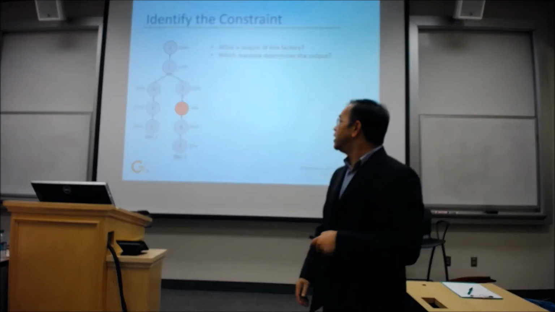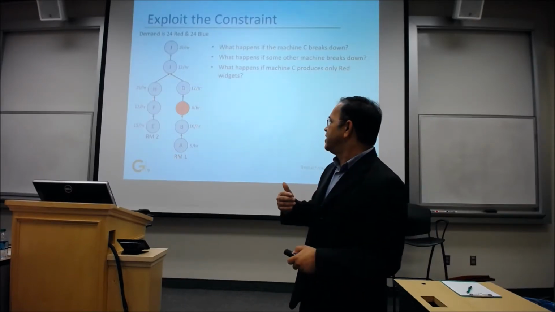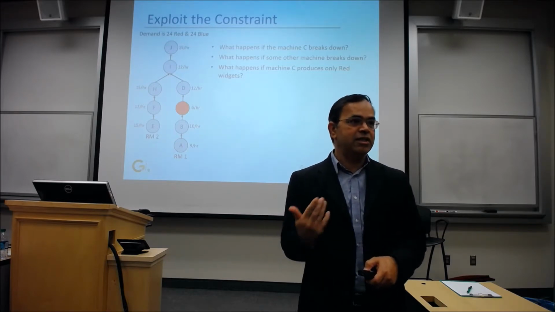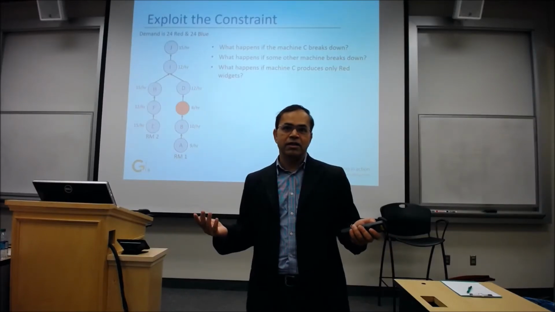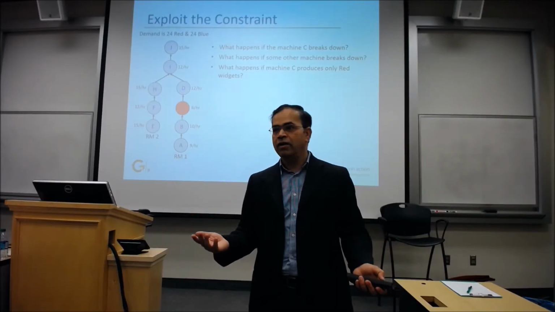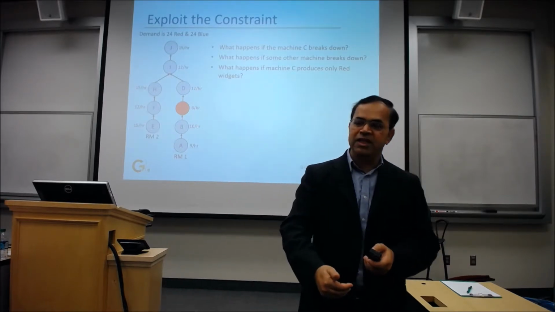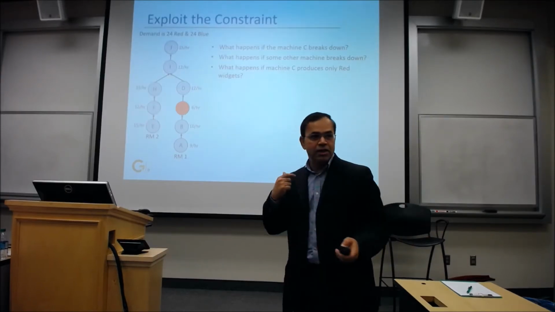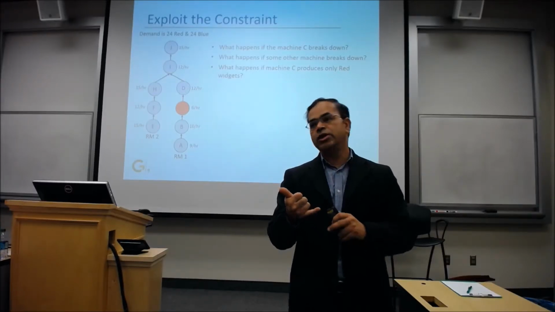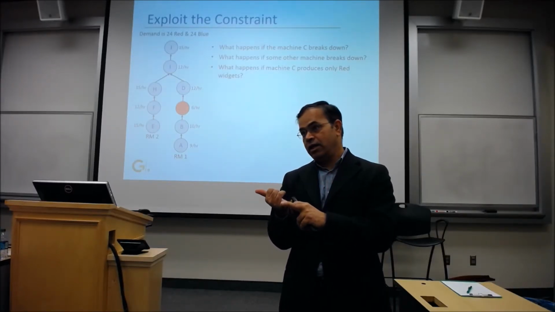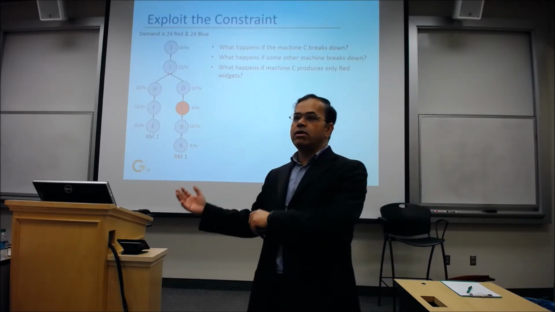Once you identify it, what is the next step? Now you're asking, how do I make sure that C produces 6? Because 6 is the capacity. Most of the time we find that C is not producing 6. C is actually producing 4. So we do something called exploitation. What are the exploitation steps? C should always work on the right stuff. C should never go idle. C should offload non-value added stuff.